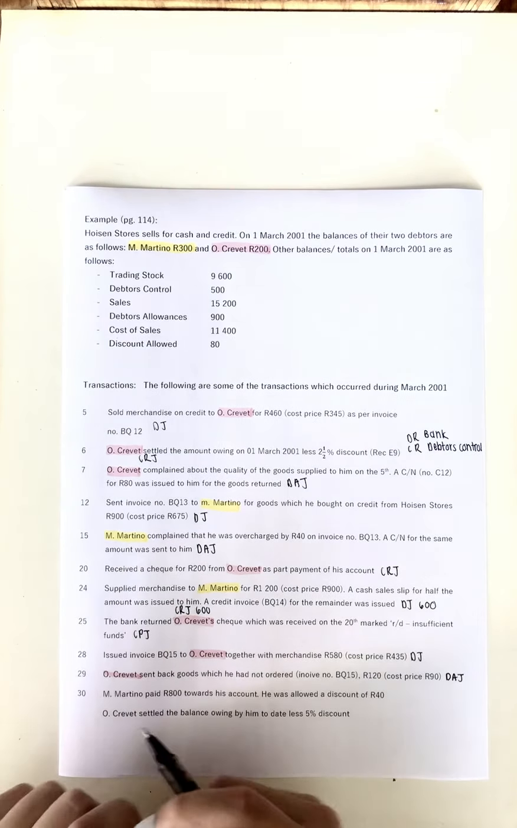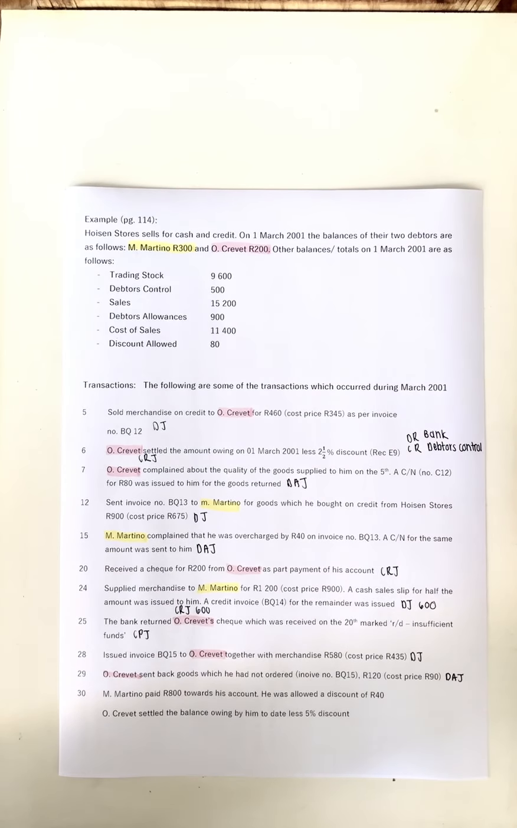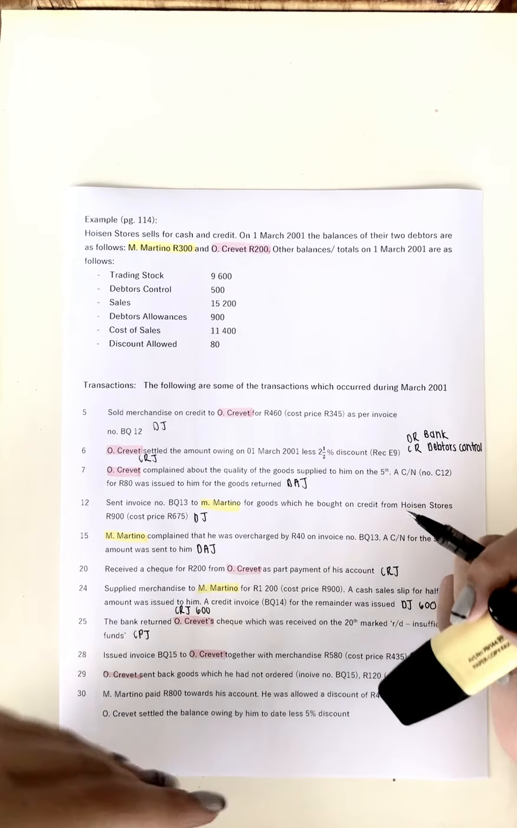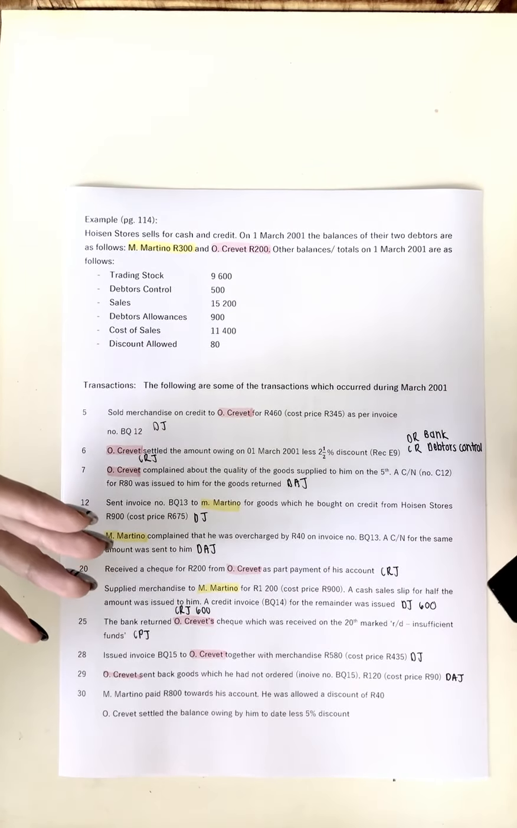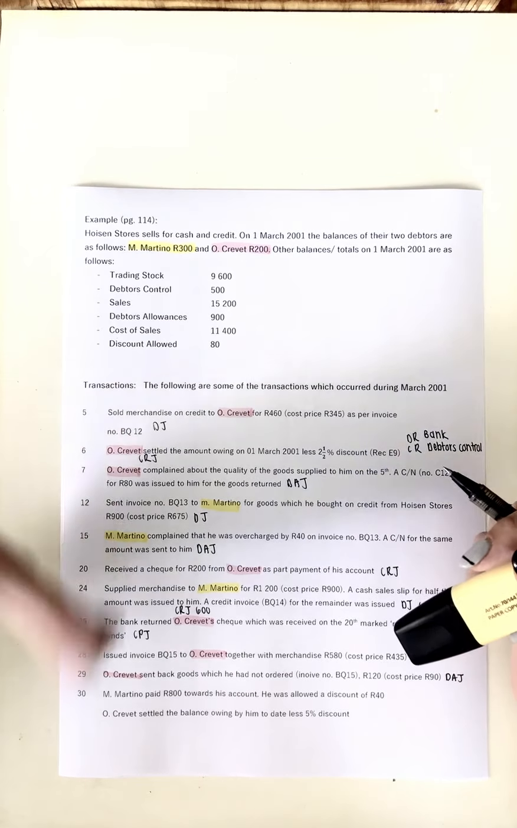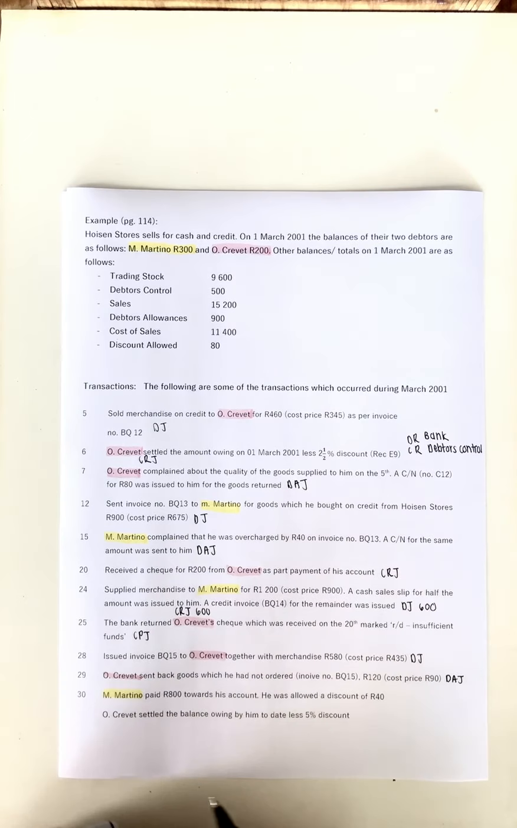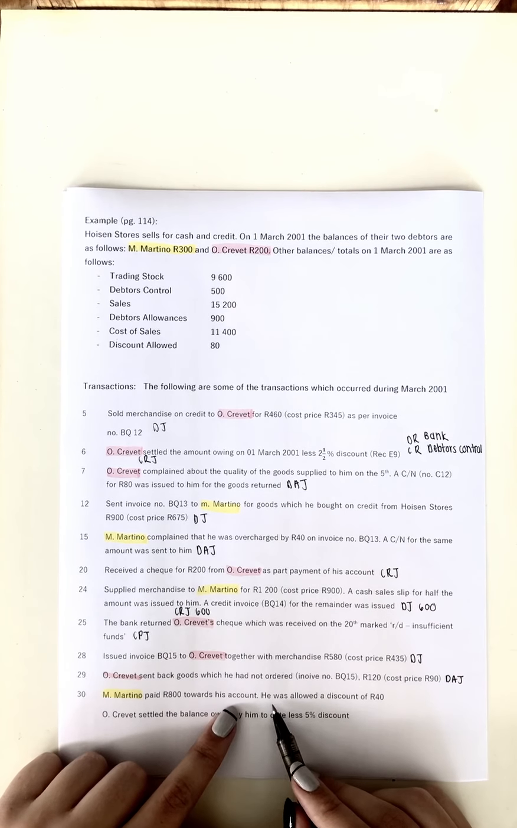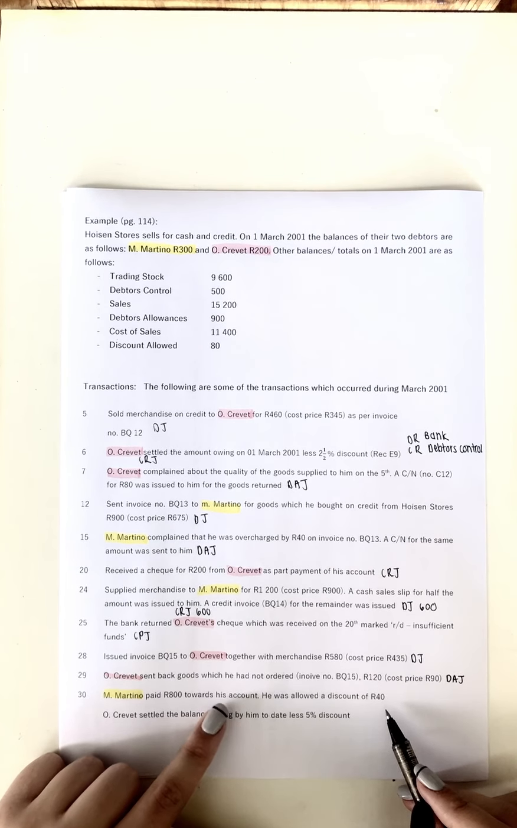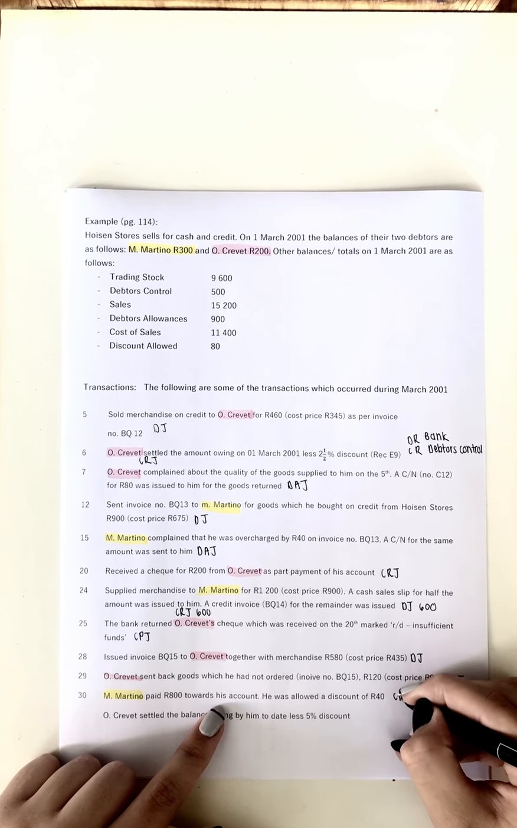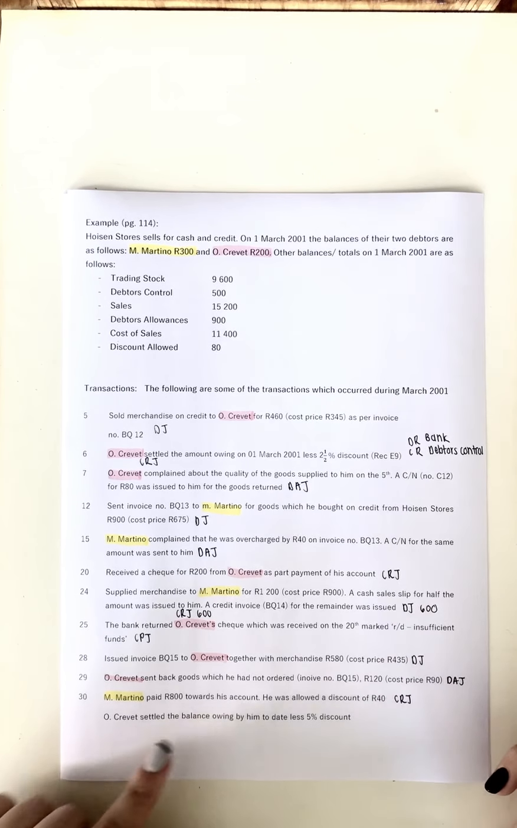Then on the 30th, and it's usually at the end of the month that you'll see the debtors are paying back their accounts because they get a discount if they do it within 30 days. So M. Martino paid 800 towards his account. He was allowed a discount of 40 Rand. So this goes in our CRJ because we're getting money paid back to us.